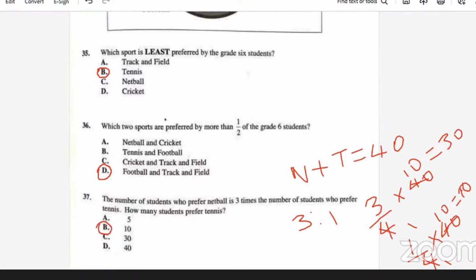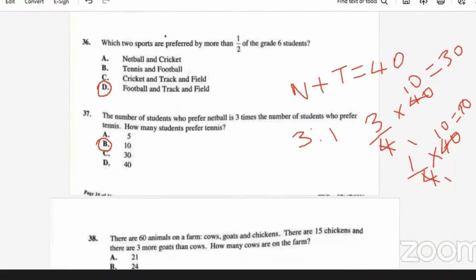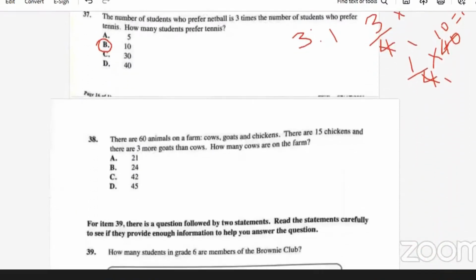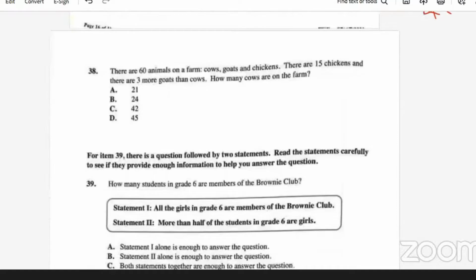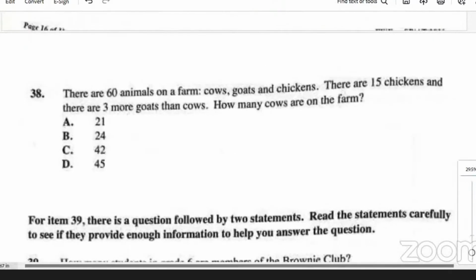And again, there are different ways to look at the question. So you just need to find your way if you don't appreciate the methods that I'm using. All right, so question 38. All right, heading down to the final. All right, so there are 60 animals on a farm.